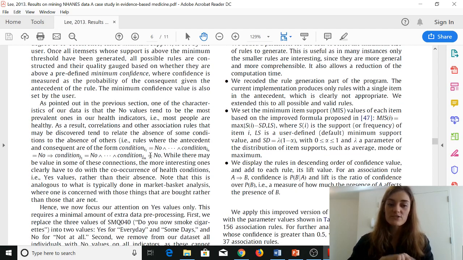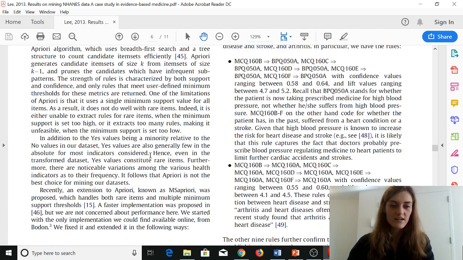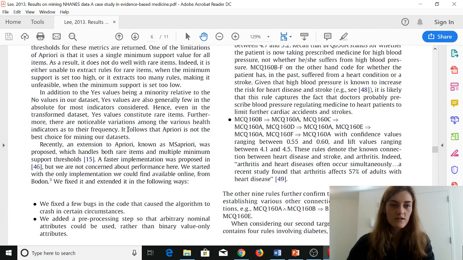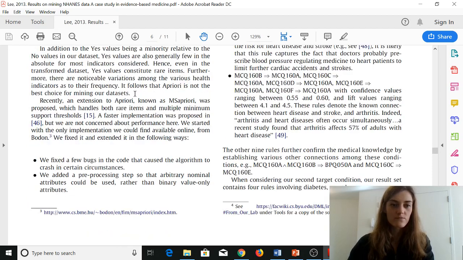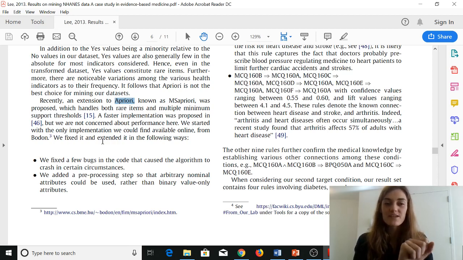And something that I found really interesting about this article is that they describe this a priori algorithm, which is commonly applied in market basket analysis. I've used the a priori algorithm in a market basket analysis in my own research, so I'm familiar with this. I don't know the math or the science behind the development of this algorithm, but I've used it. And their argument is that a priori has been used a lot, but an extension of a priori called MS a priori was proposed that handles rare items and multiple support thresholds.